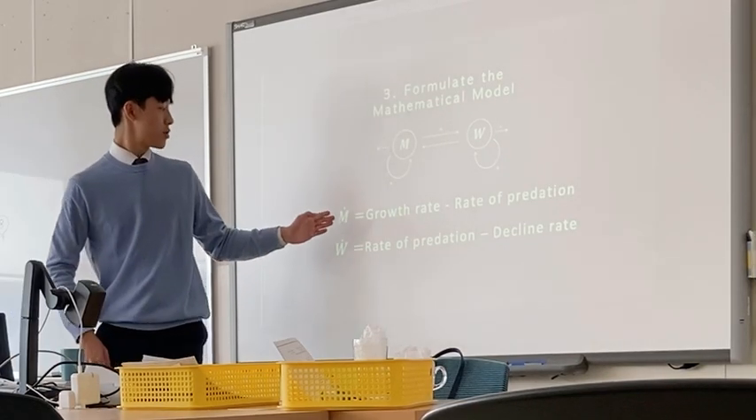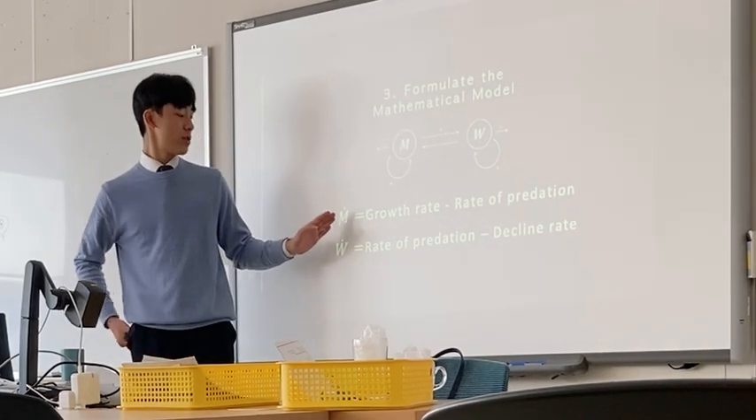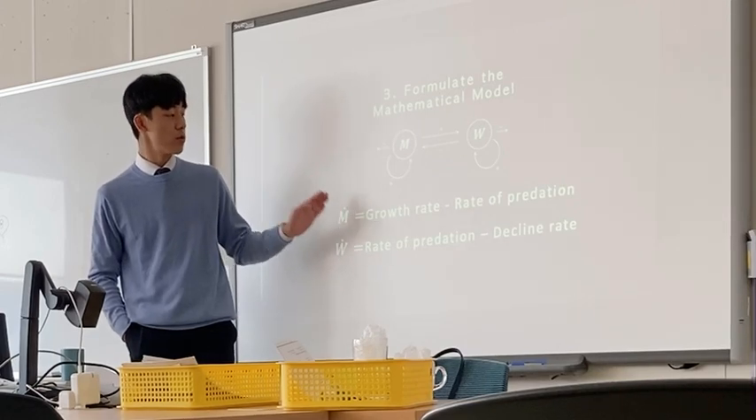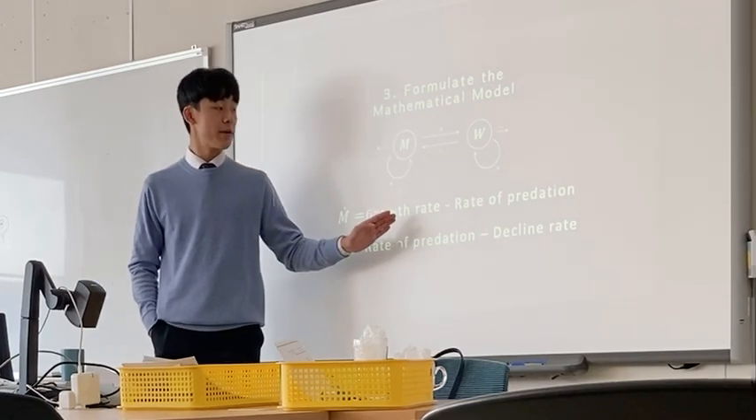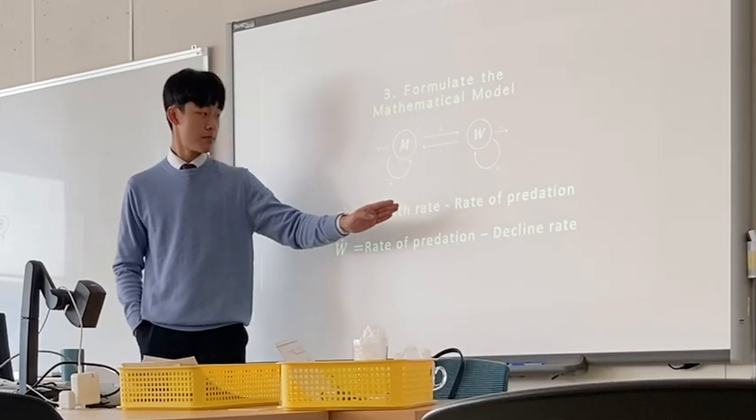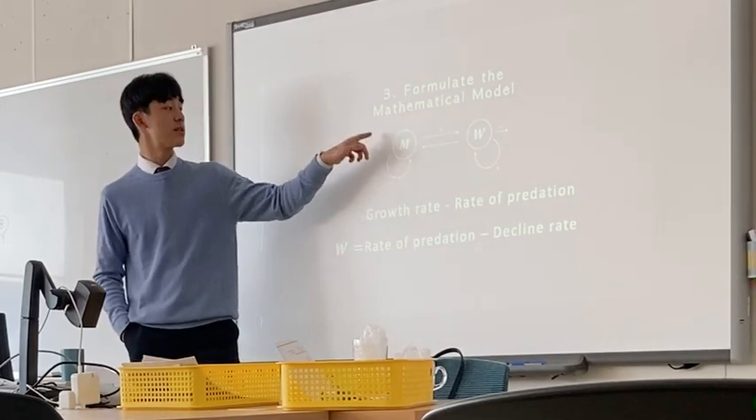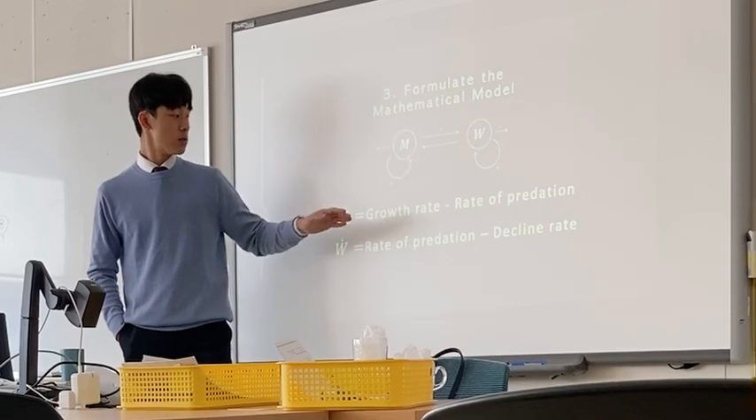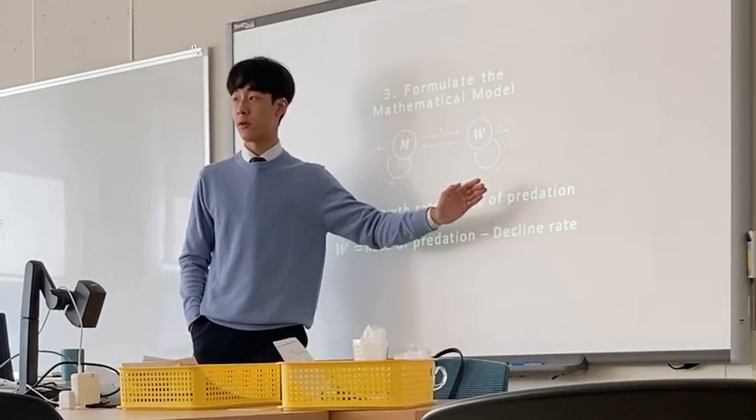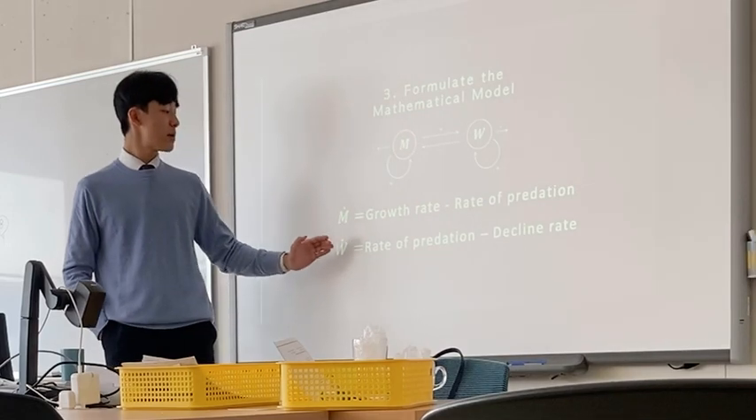So here we use Newton's notation. The rate of change of the moose population would equal growth rate minus rate of predation. And in rate of predation, we will also include just this death rate as well. So it's basically birth rate minus death rate. For the wolf, the same will apply.